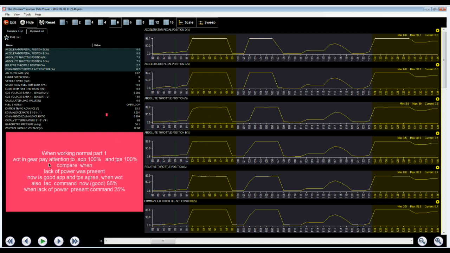Well, in this case, when it was working normal, my fault was not present at that time. We can see here the APP accelerator position sensor. I had both because I wanted to see if I had any electrical issue here. So both are correlating. 93.7% is equal to 100%. I was all the way to the floor.